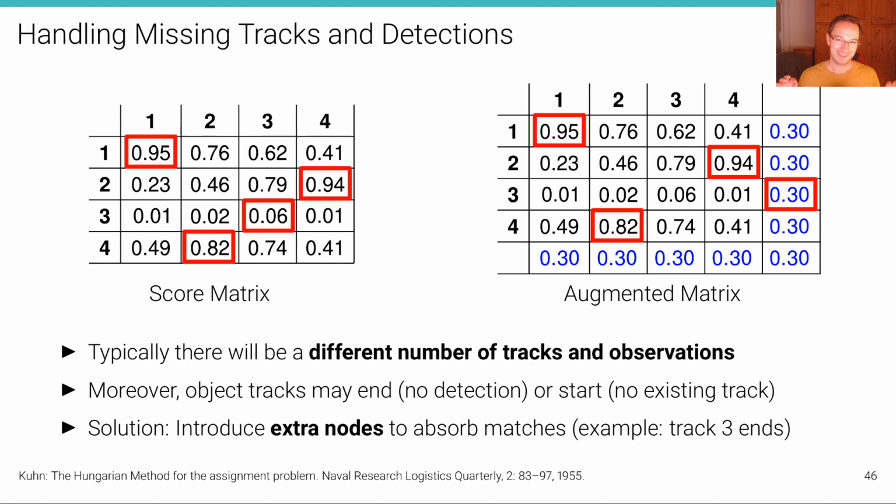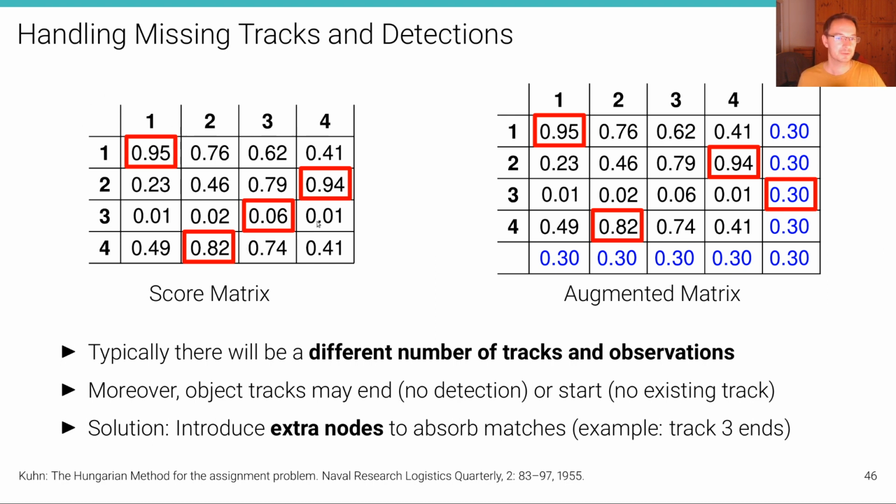Now, one thing we didn't discuss, right? We assumed there are 5 object tracks and 5 detections, but of course, typically there will be a different number of tracks and observations, and also object tracks may end. There may not be a detection. Or a track may start. There may not be an existing track to match against. And such an example is shown here.